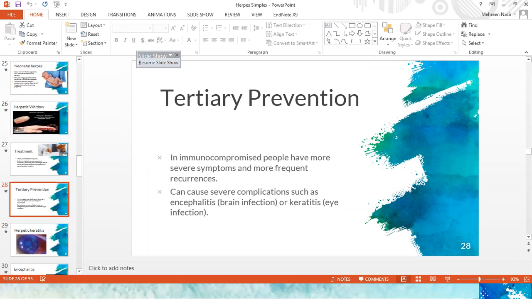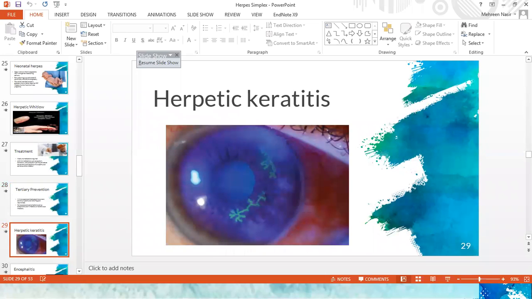Immunocompromised people have more severe symptoms and more frequent recurrences. And the complications of this disease include encephalitis, which is the brain infection, and keratitis, which is the corneal infection. In herpetic keratitis, there is a typical dendritic ulcer seen in the cornea, and we can treat it with topical antiviral ointments.